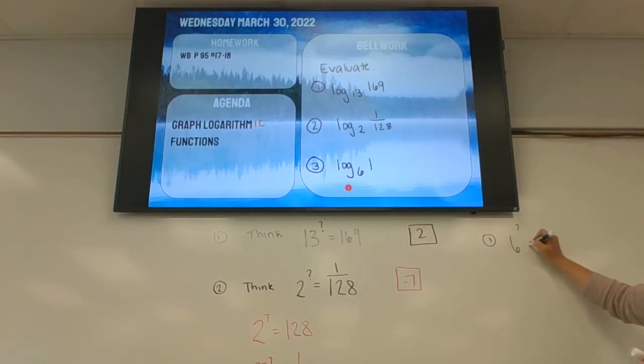Number 3. 6 to what power is 1? 0. Anything to the 0 power is 1. So that's that. Let's just check your textbook. You got a lot of it done in class by now.